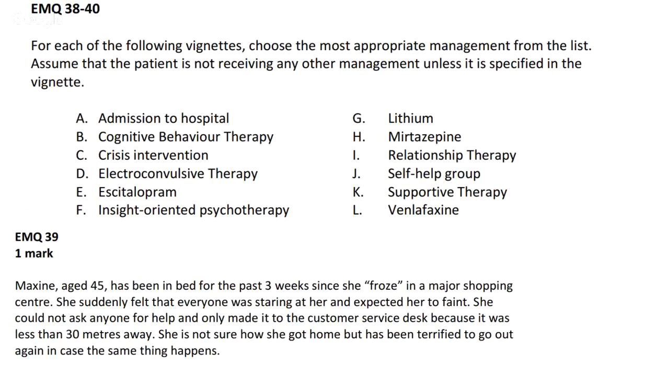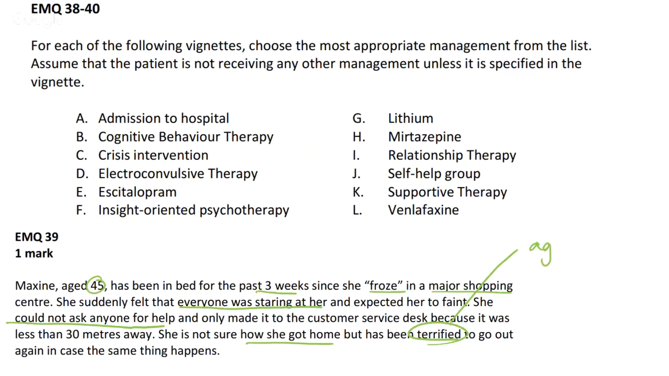Okay. So this person is 45, has been in bed for 3 weeks since she froze in the shopping center, suddenly felt that everyone was staring at her, expected her to faint, could not ask anyone for help. So it's severely affecting her life. And she's not sure how she got home, but has been terrified to go out again in case the same thing happened. What does she have?